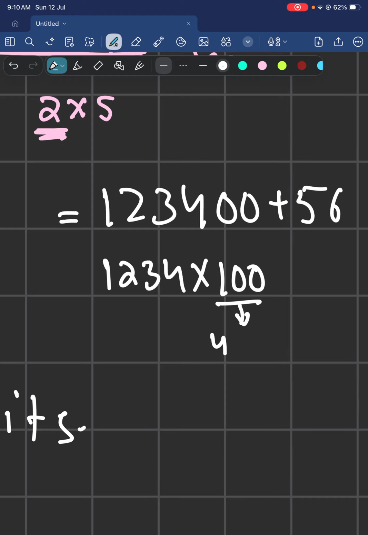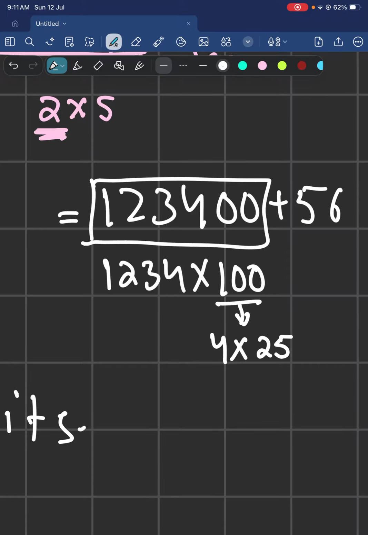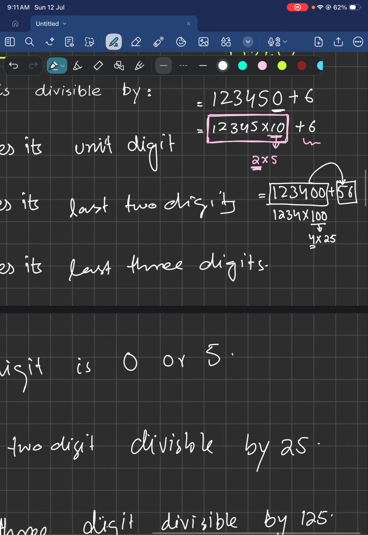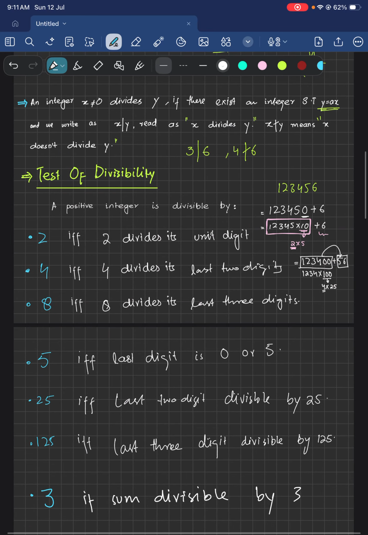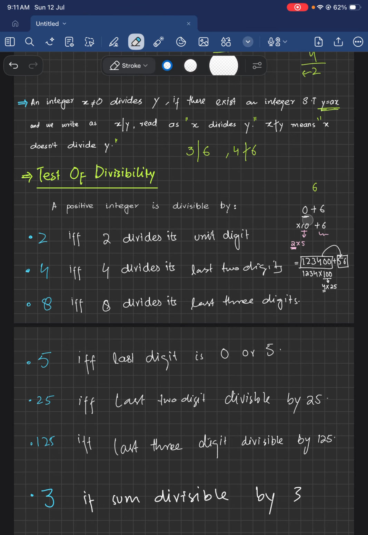100 does have a factor of 4, which is 4 times 25. So this number will always be divisible by 4, because it has a factor of 4 in itself. And that's why we only check what's remaining, the last two digits. Same goes for 8, same goes for 5, same goes for every other number.